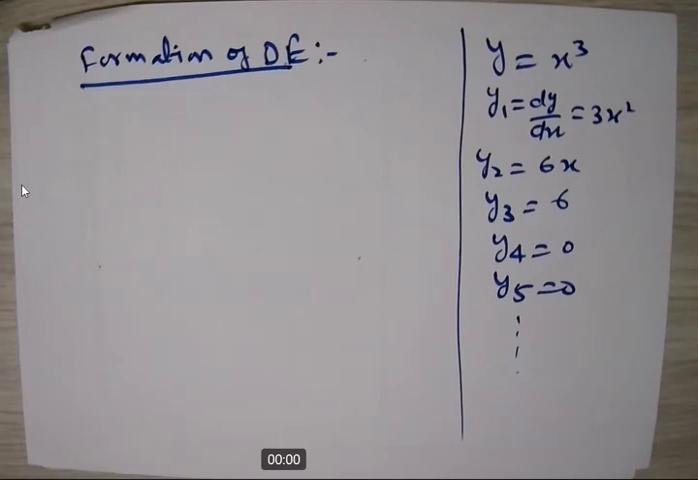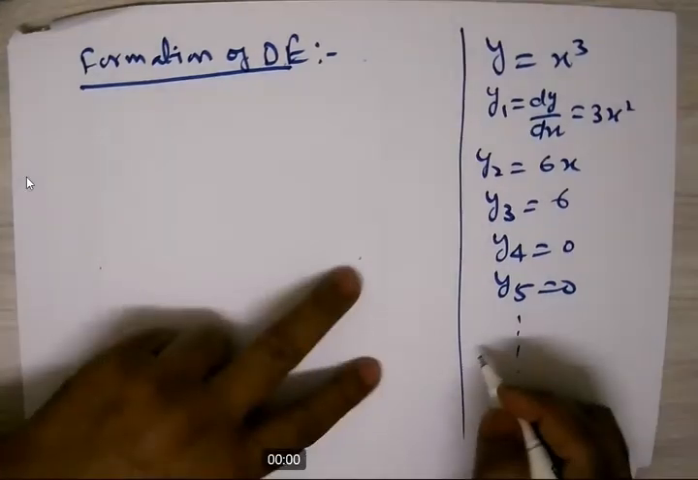If two constants are given, it means you have to differentiate two times, and whatever answer you get is called the formation of differential equation. Before starting, I am just telling you one thing.